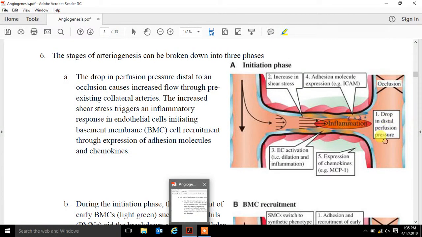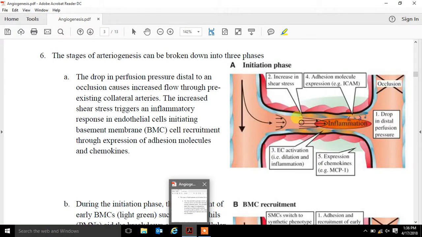Now, because there's this low flow here, and if you had 335 or 603, you know that one of the main drivers of blood flow is a pressure difference. So we've got a high pressure over here, we've got a low pressure over here. Therefore, blood is going to be diverted through this small collateral, and it's going to go pretty quick.